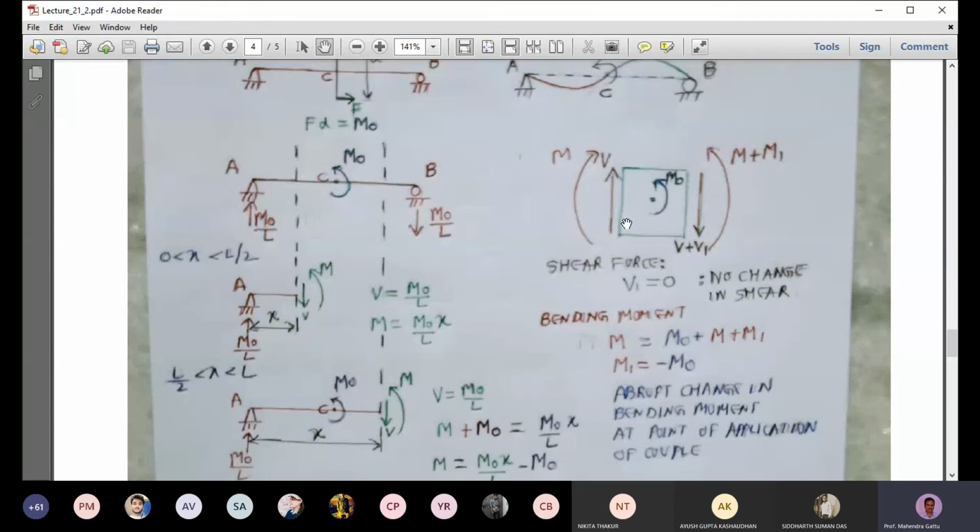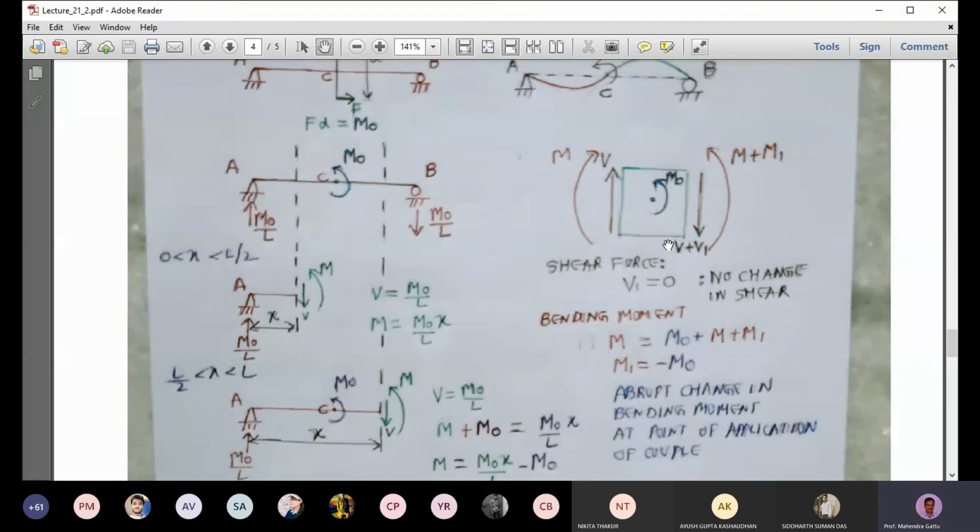We'll do the moment equilibrium. Yeah, we can take moment equilibrium about the left section. So we'll have M plus M1 and plus M0, and here we have M.